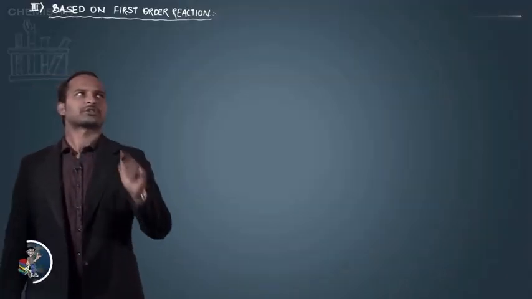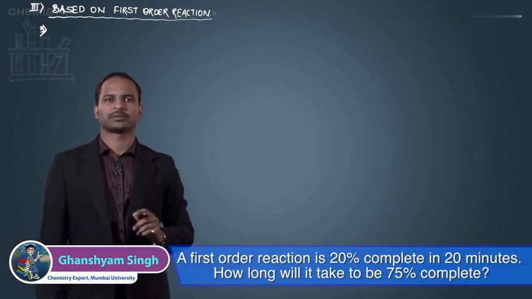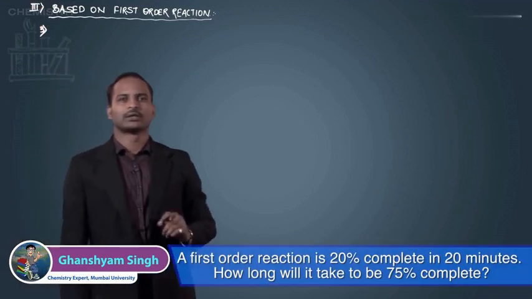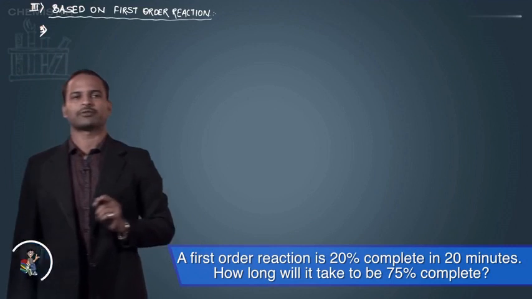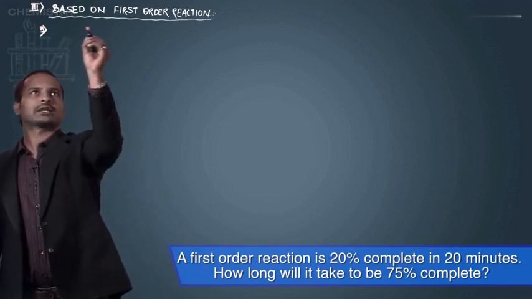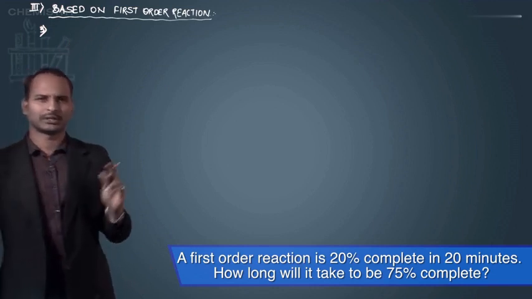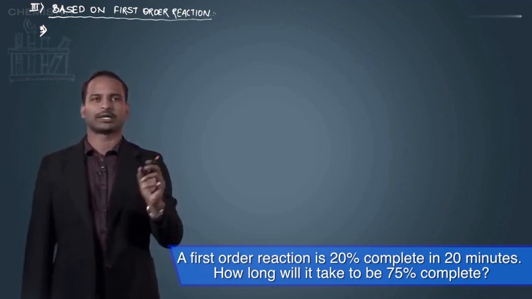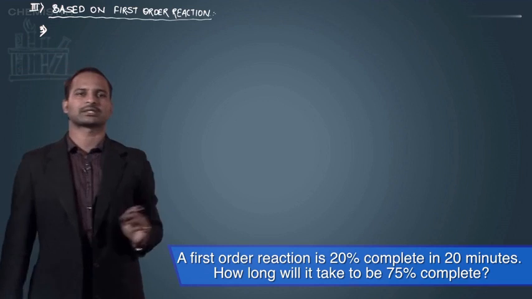So based on first order reaction, the third question which we have: a first order reaction is 20% completed in 20 minutes. So how long will it take for 75% of the reaction to complete? A first order reaction is 20% completed. Now here the data is given in percentage. 20% is completed, it means 20% is consumed.